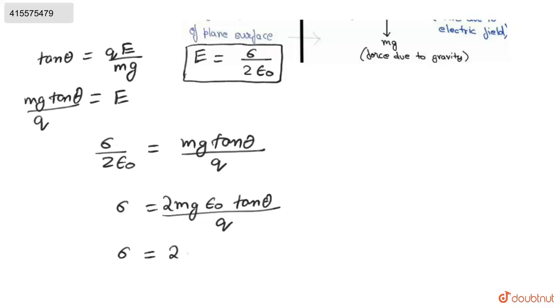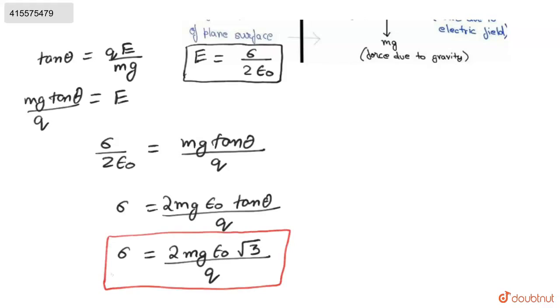So tan 60 degrees is √3. So we will get the answer, sigma equals 2√3 mg epsilon naught over Q. So this is our answer to the first part.